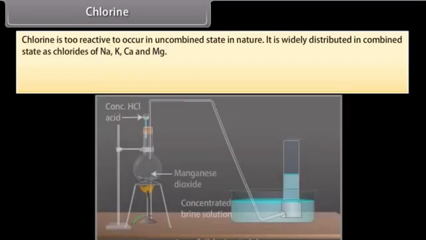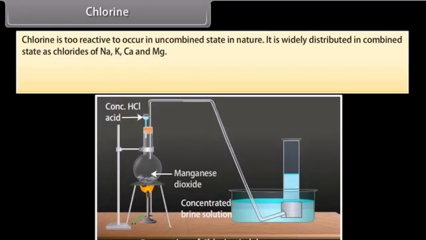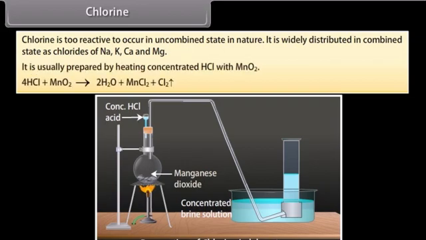Chlorine. Chlorine is too reactive to occur in uncombined state in nature. It is widely distributed in combined state as chlorides of Na, K, Ca and Mg. It is usually prepared by heating concentrated HCl with MnO₂.